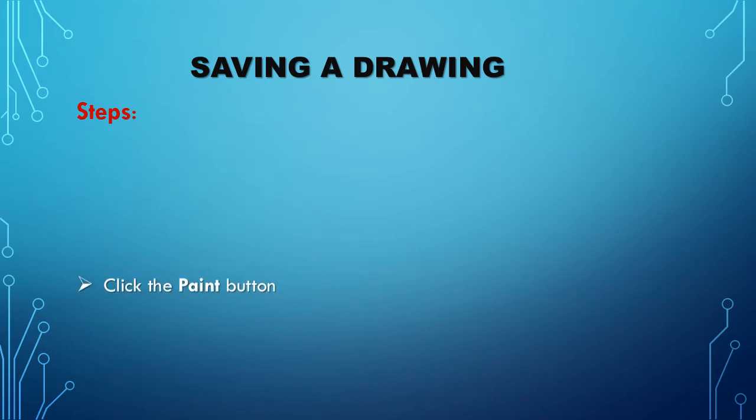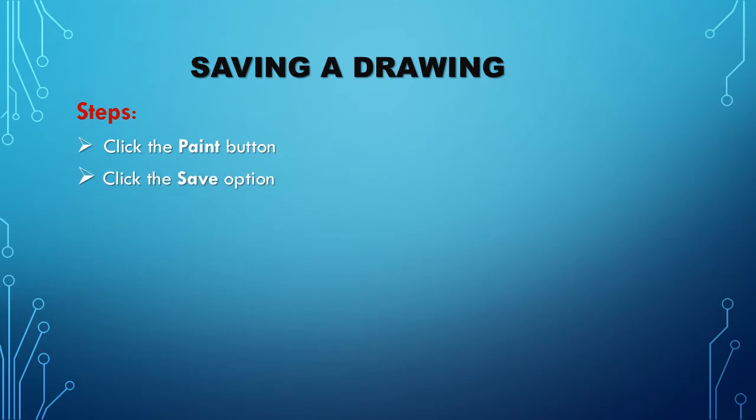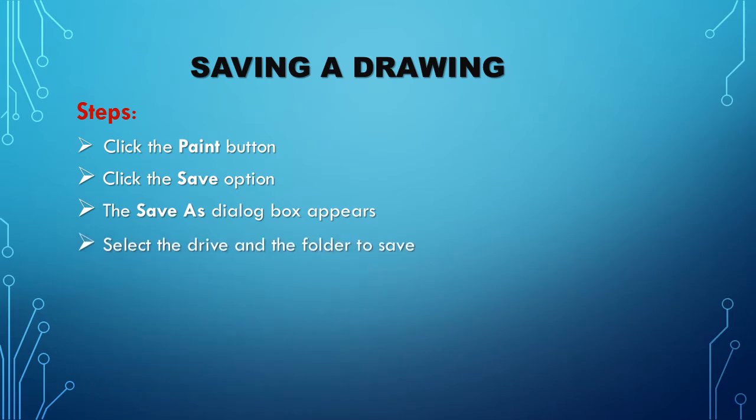The first step, you need to click the Paint button first. Next, click the Save option. When you click the Paint button, some options will be visible. In that, you need to click the Save option. Then the Save As dialog box appears. When you are saving for the first time, the Save As dialog box will appear. From that, you need to select the drive and the folder where you want to save your drawing in the computer.